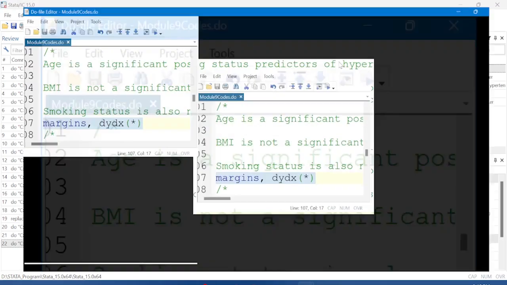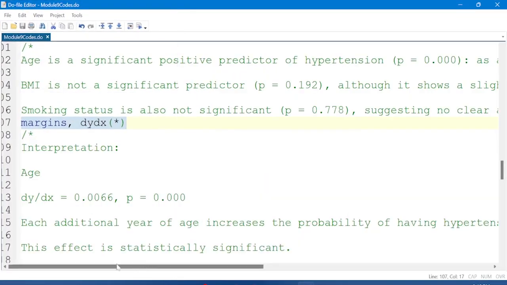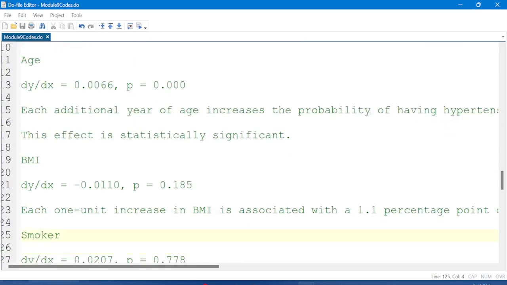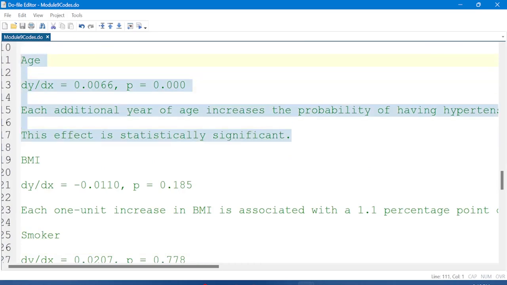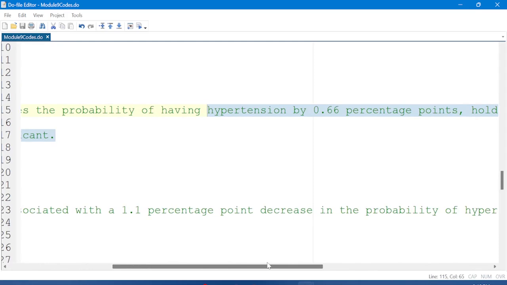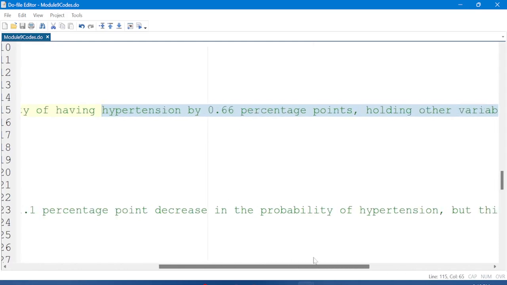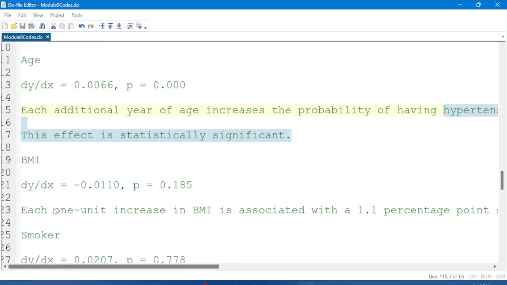Let us see our documentation here. In fact, the marginal probability is simply a dy dx, or just a differentiation. So it simply means that, for example, for age we got 0.006, so we multiply by 100, we will get 0.66. And now in a nutshell, you say that each additional year or a unit increase of year will increase the probability of having hypertension by 0.66% units, holding other variables constant.